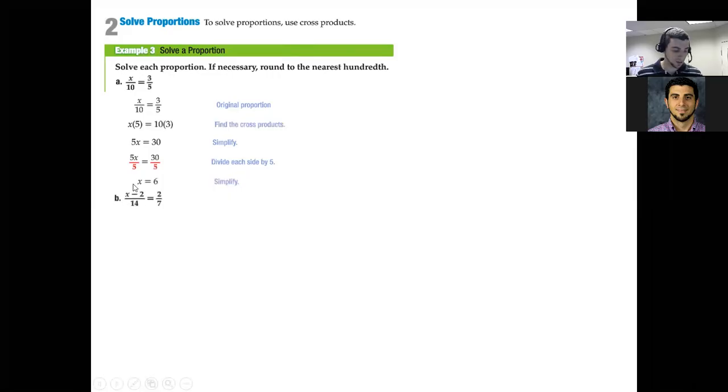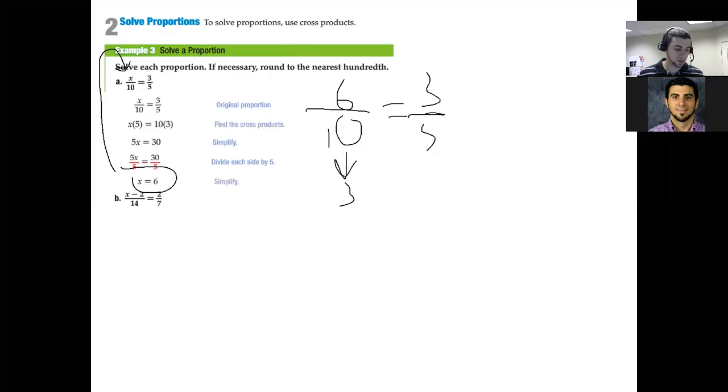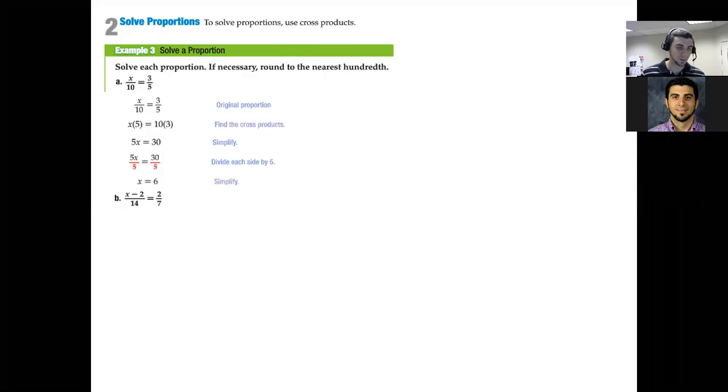Now, we can check this by simply plugging 6 back in. Is 6/10 equal to 3/5? Yes, because if you reduce 6/10, you get 3/5. You put it in simplest form.